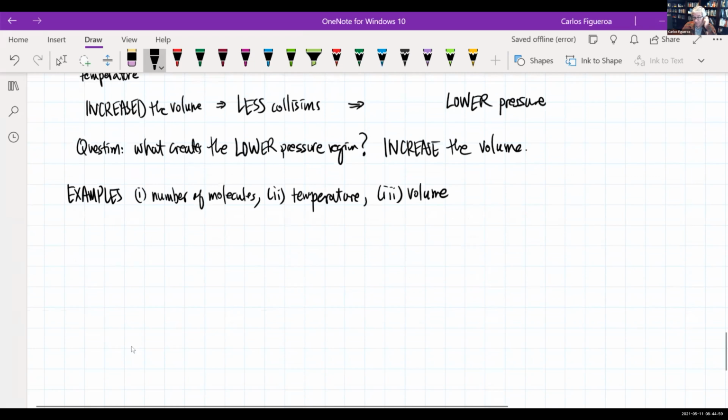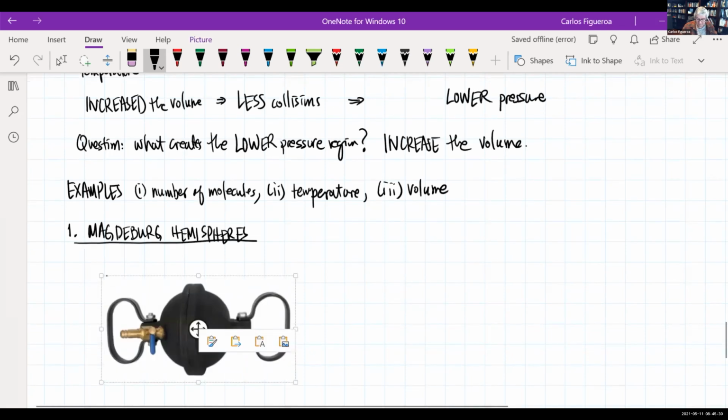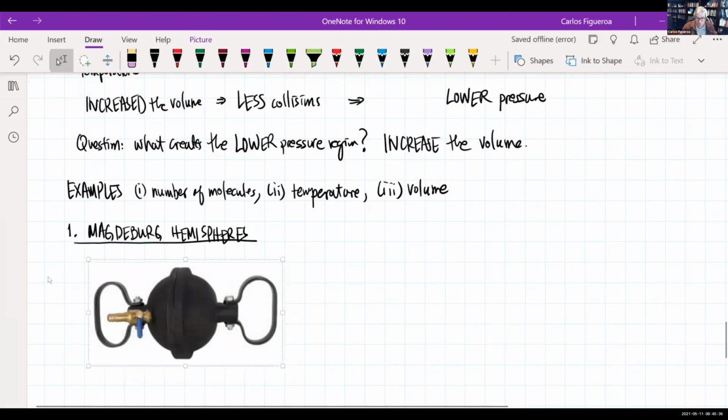And so here's the first thing that we want to look at. The first one that we want to look at is what are known as the Magdeburg hemispheres. Now, the Magdeburg hemispheres look like this here. They actually look exactly like this. And we have them in the lab, and they're really, really awesome devices here.